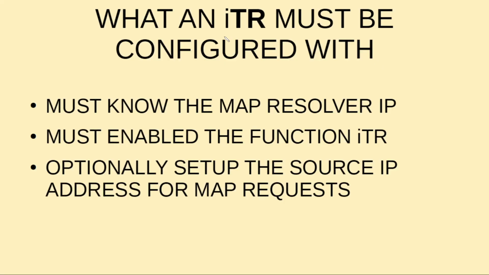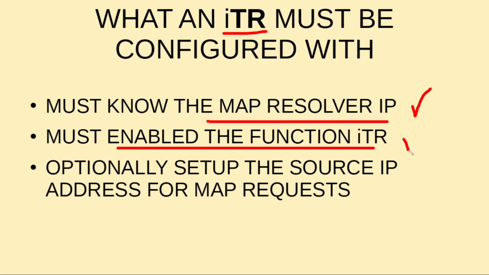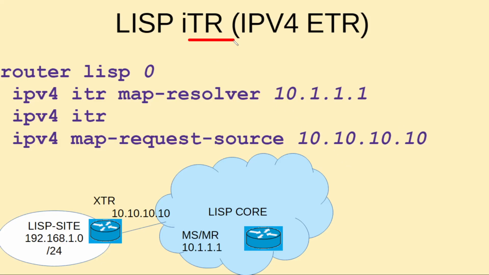Let's go over how to configure an ITR. The ITR must know the IP address of the map resolver. We need to enable the ITR role, and then optionally, in order to send the map request message, we can configure a source IP address. This will be the configuration for ITRs.